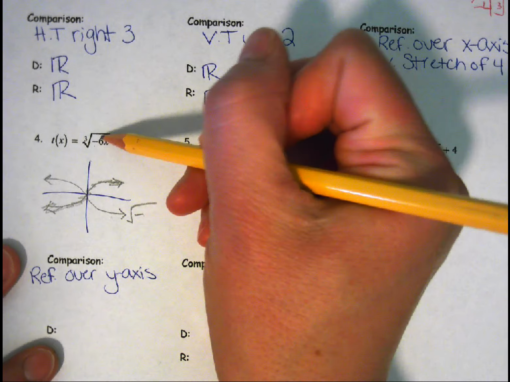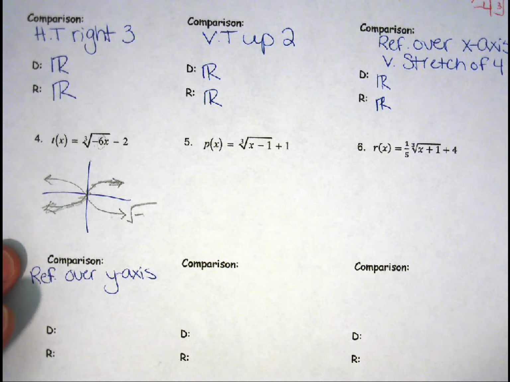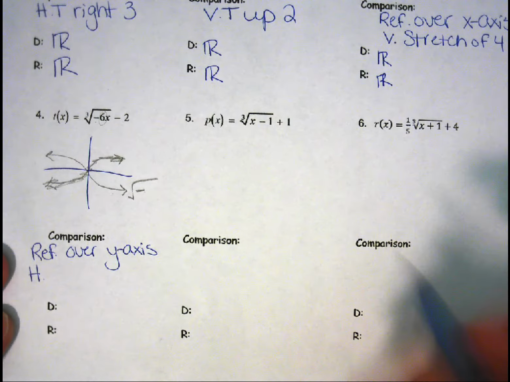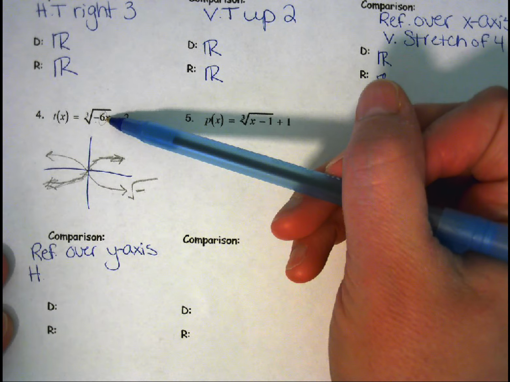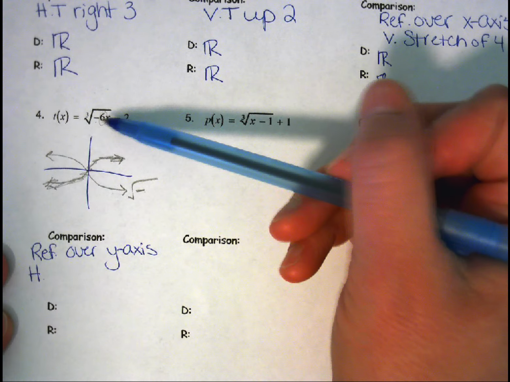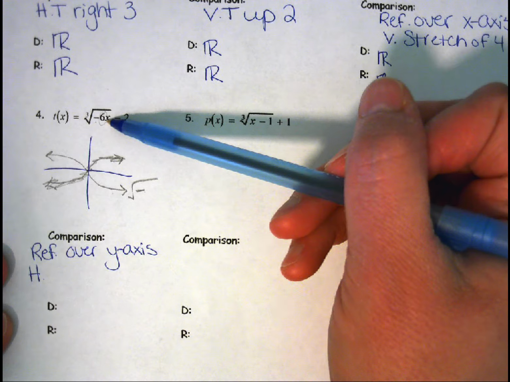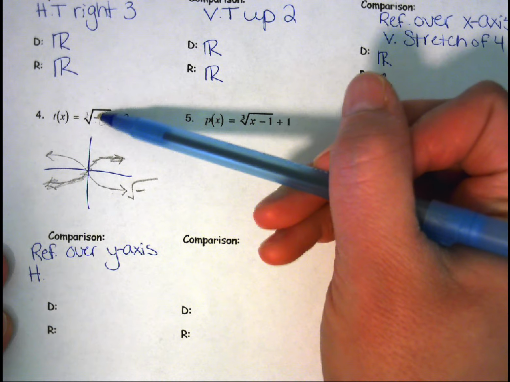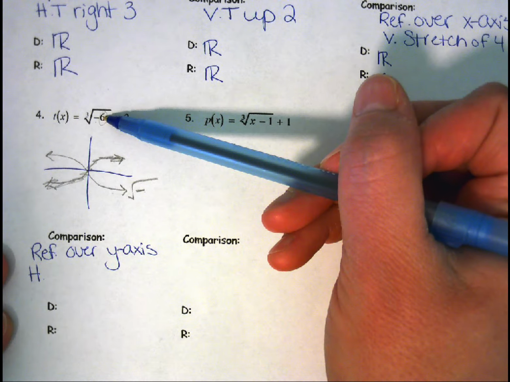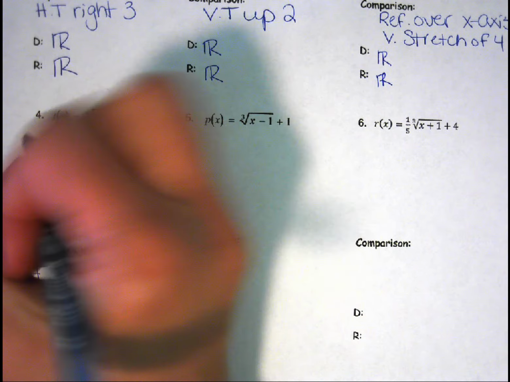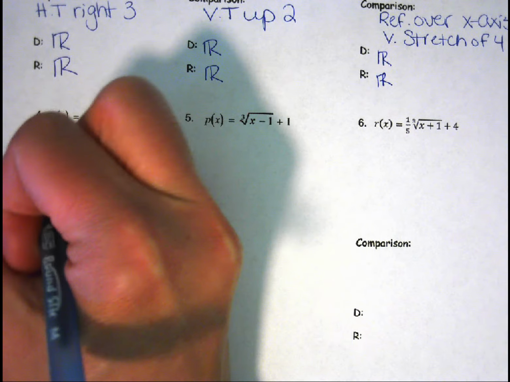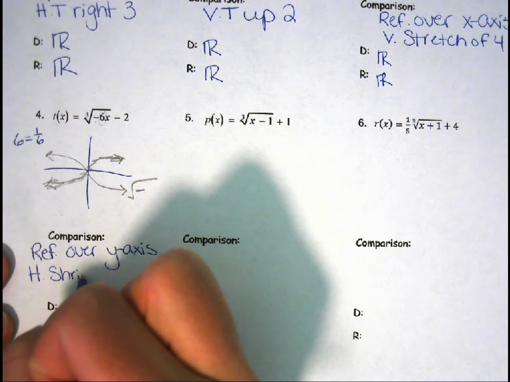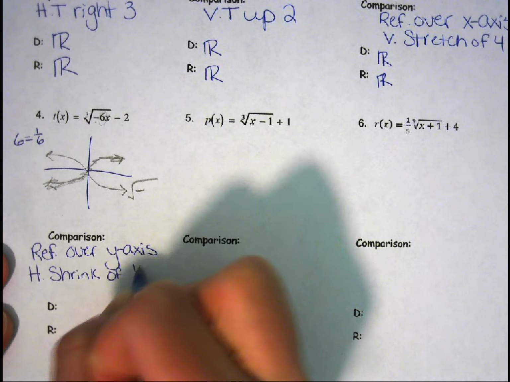Now the 6 is the tricky part. 6 is horizontal. We know that because it's under, but it's being multiplied. So it's either a stretch or a shrink. But you have to remember from your chart, if you go back to the chart from yesterday, that this needs to do the reciprocal. So if you take the reciprocal, it's a fraction. The reciprocal of 6 would be 1/6. So that means that this is a shrink of 1/6.